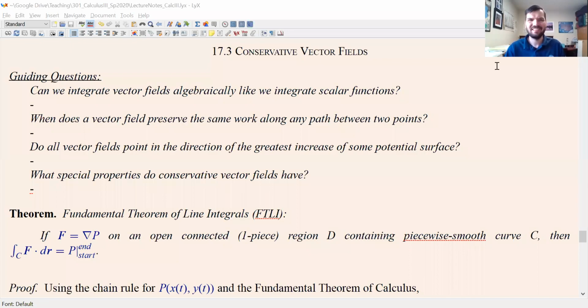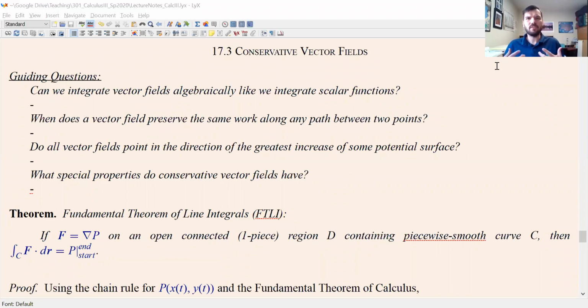Welcome back. Today we're going to look at the introduction to conservative fields, and this actually is a return to conservative fields because another name for conservative fields is gradient vector fields. And this loops us all the way back to the definition of the gradient when we're working with surface functions and the directions of greatest increase.